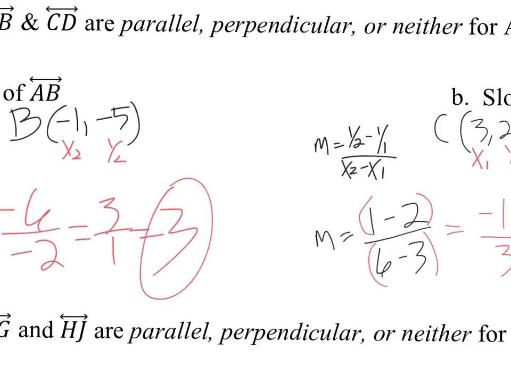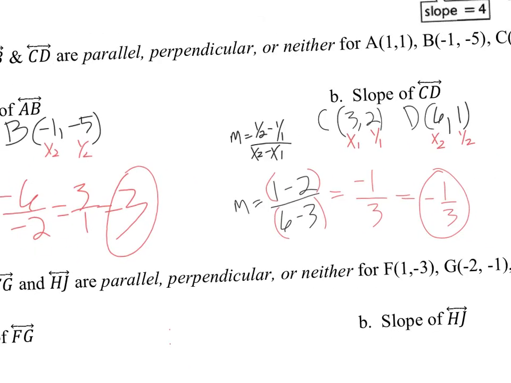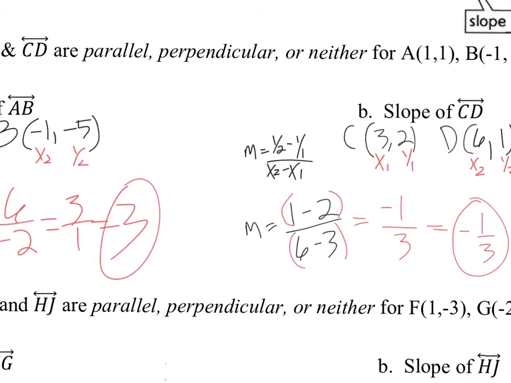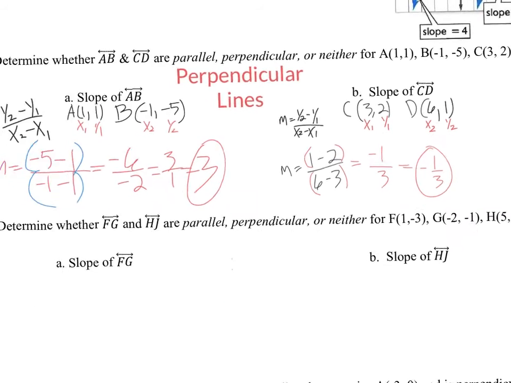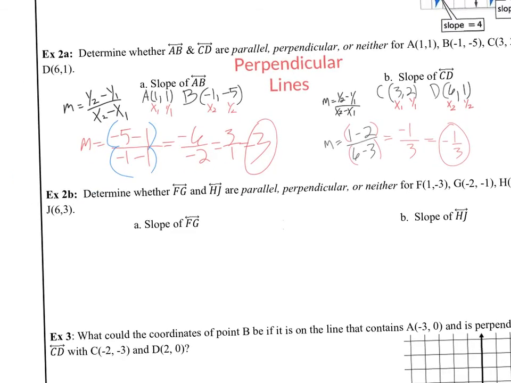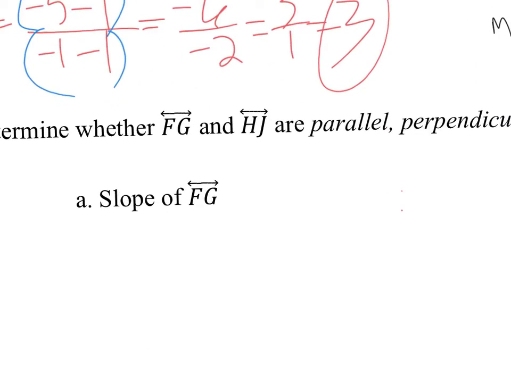But you see here I had positive 3 and negative 1 over 3. So I have opposite reciprocal slopes. If I flip the fraction of 3 over 1, it turns into 1 over 3. And if I change the sign, it's now negative 1 over 3. So I'm going to say these are perpendicular. Okay, so I have a similar example comparing the lines of FG and HJ.